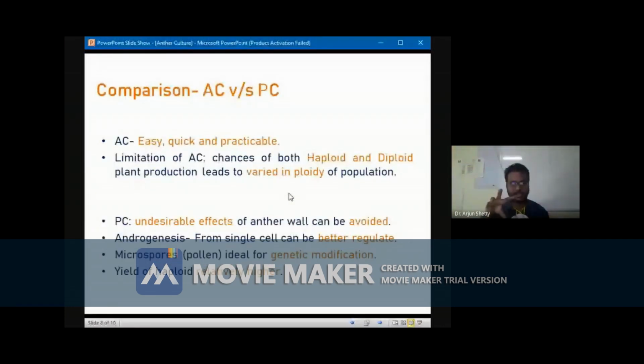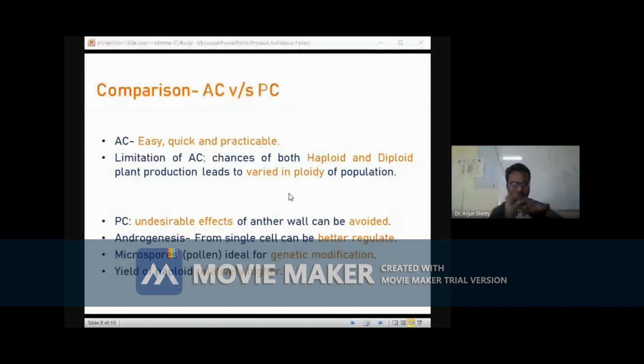The comparison: what are the applications, advantages, limitations, or disadvantages of anther culture compared to pollen culture? Coming to the anther culture, it is very easy because we need to select an immature bud. You just need to surface sterilize it, and once the surface sterilization has been done, the flower bud has to be brought to the laminar airflow. Once the laminar airflow has been set right, you can aseptically cut the anther, identify the stage, and put it on a nutrient medium. So it's very easy, quick, and very practicable.